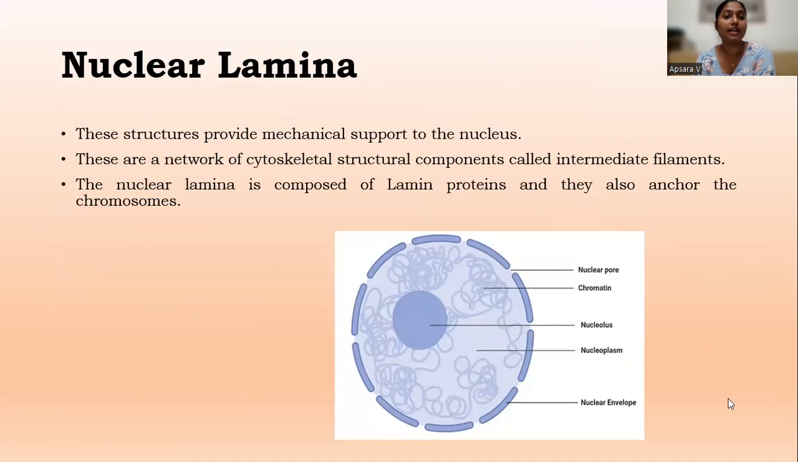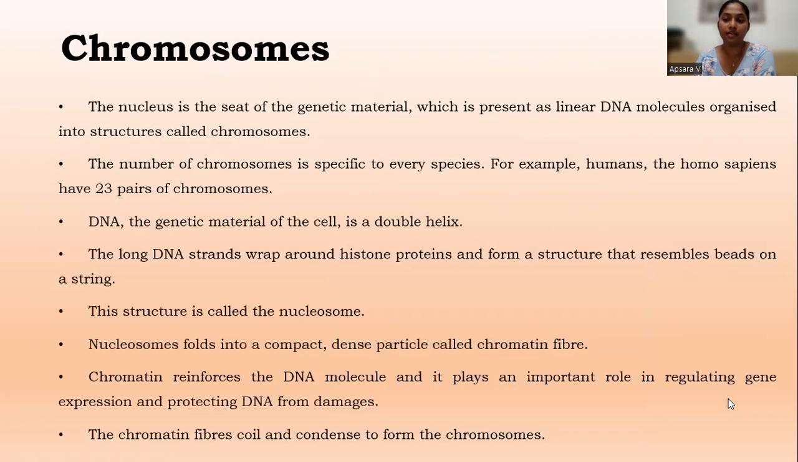Next is the nuclear lamina. These structures provide mechanical support to the nucleus. These are a network of cytoskeletal structural components called intermediate filaments. So the nuclear lamina is composed of lamin proteins, and they also anchor the chromosomes. Next, moving on to chromosomes. We've already learned in detail about chromosomes.